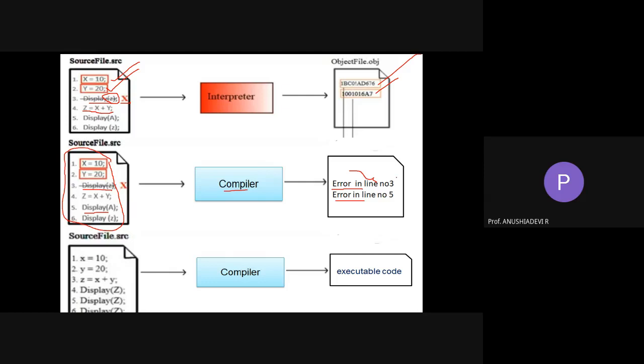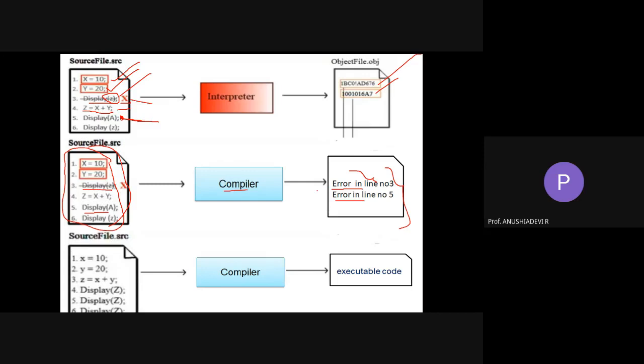So an interpreter will show the error message at the point of the error, and after correcting this error, it will then convert. But in a compiler, only after correcting all the errors of that program is the executable code generated.